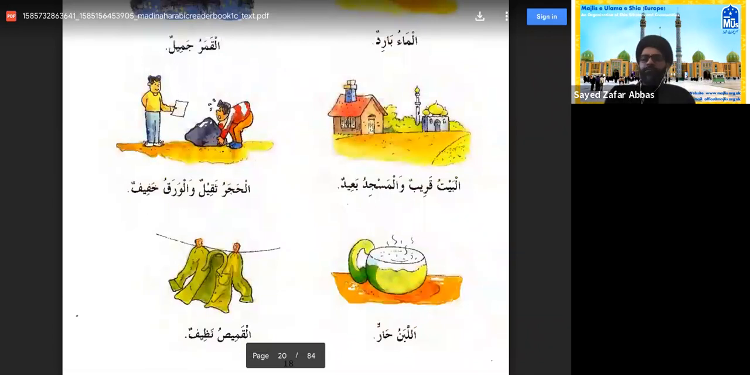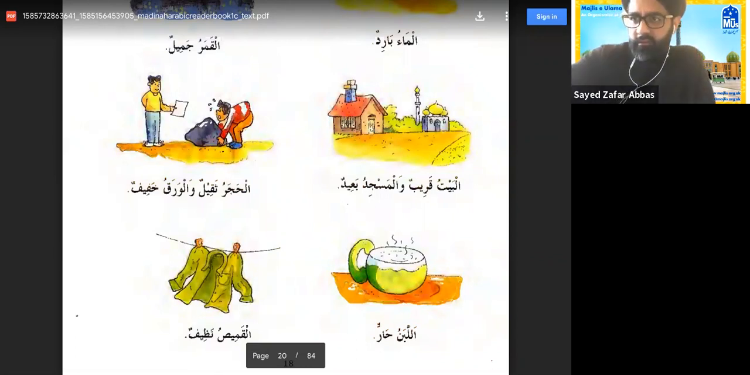Okay. Now we have البيت قريب والمسجد بعيد. Okay. So if Sayyid Muhammad can help us out, you can type here, you can unmute yourself. Oh, Qasim has replied, yes. If the house is close and the mosque is far, well done.